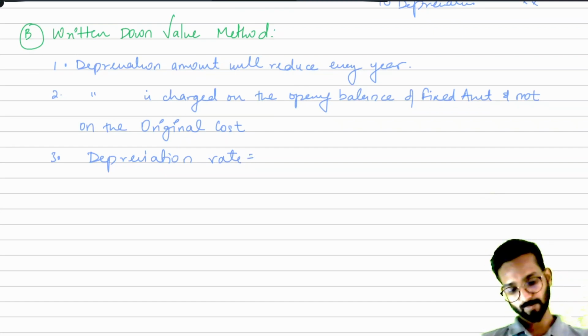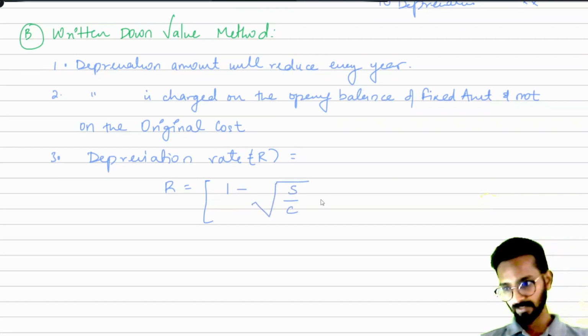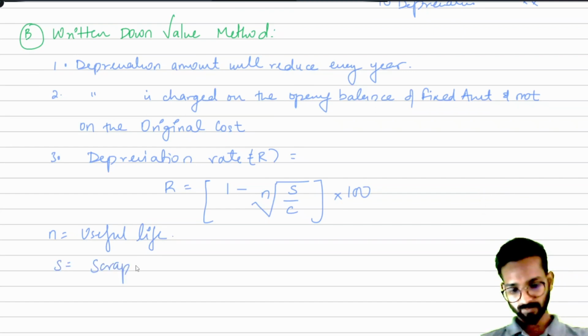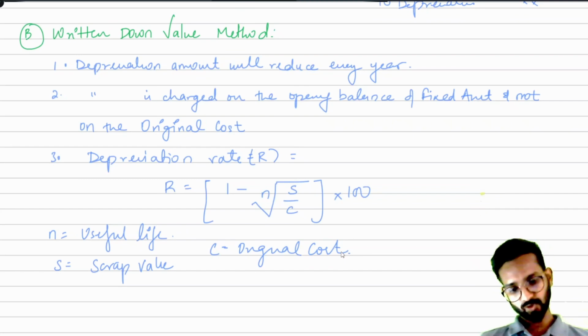See, the depreciation rate R is equal to 1 minus the Nth root of S by C, multiplied by 100. Now what is N here? N is the useful life, S is the scrap value, and C is the original cost. After that you will get the depreciation rate.